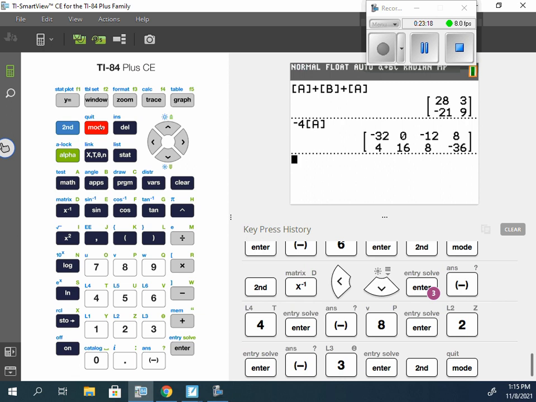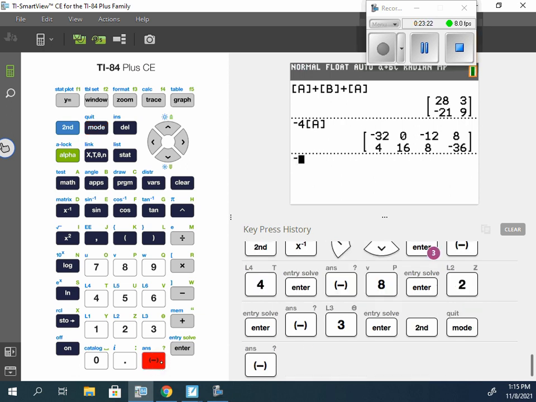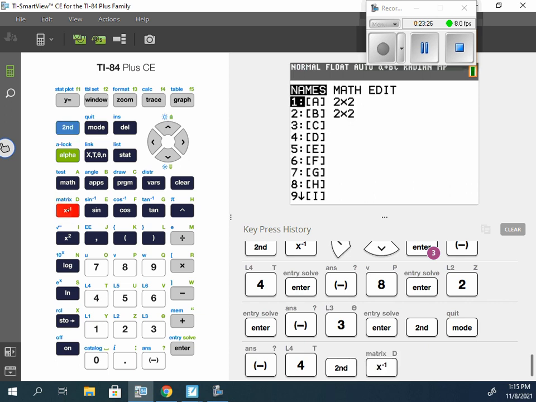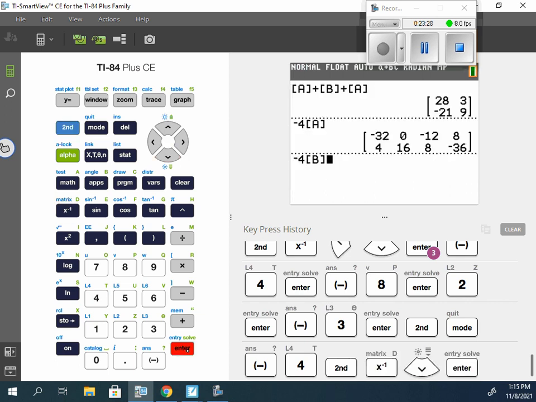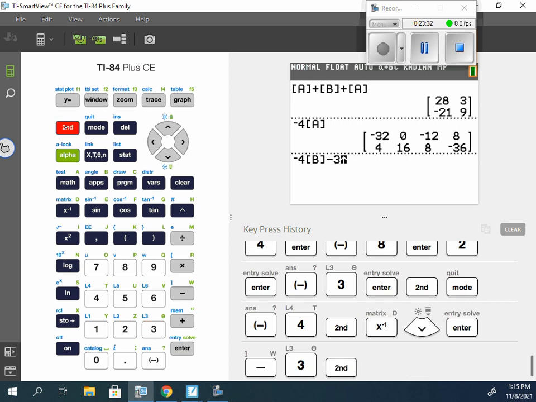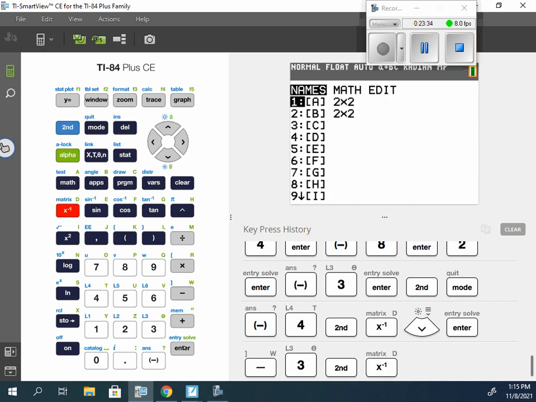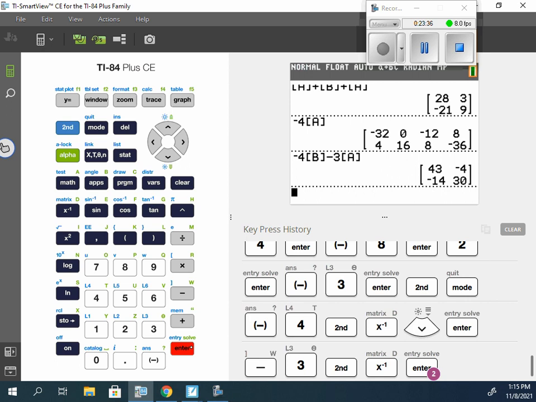Now the one we want is negative 4b minus 3a. So I can say negative 4. Then we would go second matrix, down to B, minus 3 second matrix A. And if we hit enter, we get this here. Is that the same thing we got when we did it by hand? And it'll do it for us.